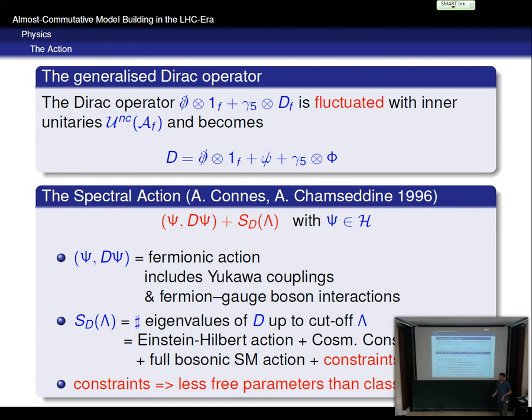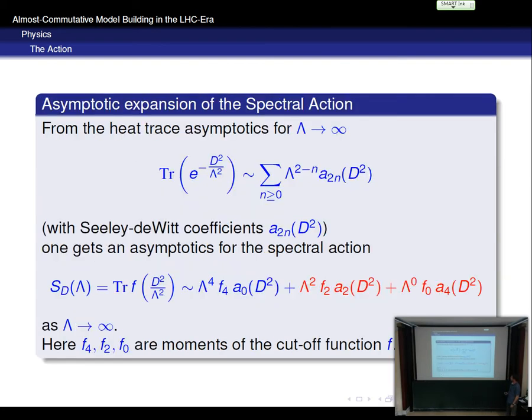Of course, this is another input which comes not from geometry: the renormalization group equations. And so these constraints basically give us fewer free parameters than the classical standard model and the classical theory, which makes the theory, if one believes in renormalization group equations and so on, more predictive. So that's the paradigm of the game we are playing.